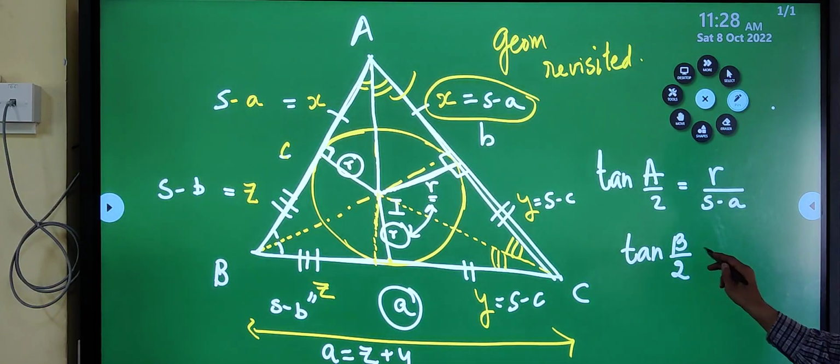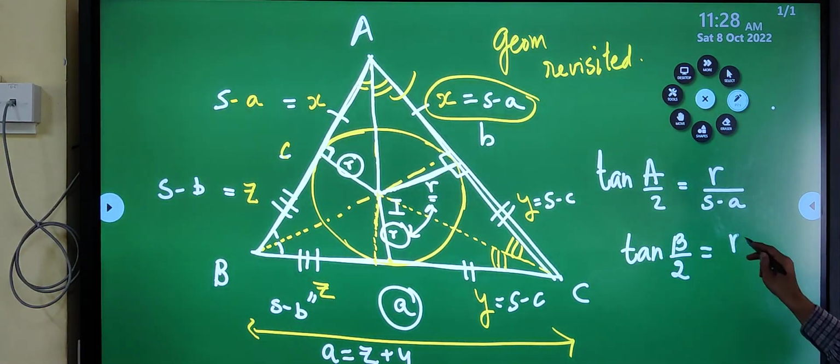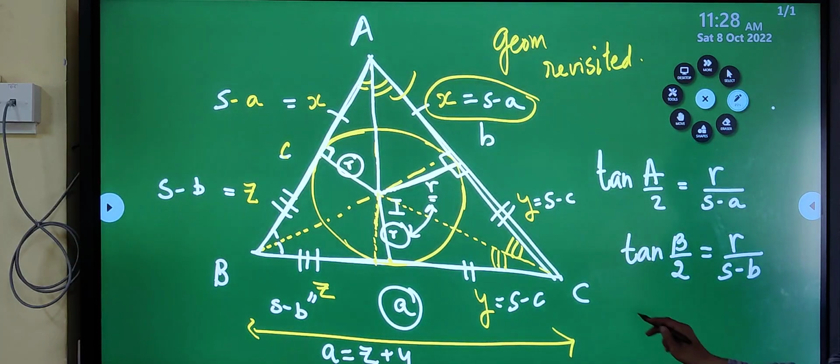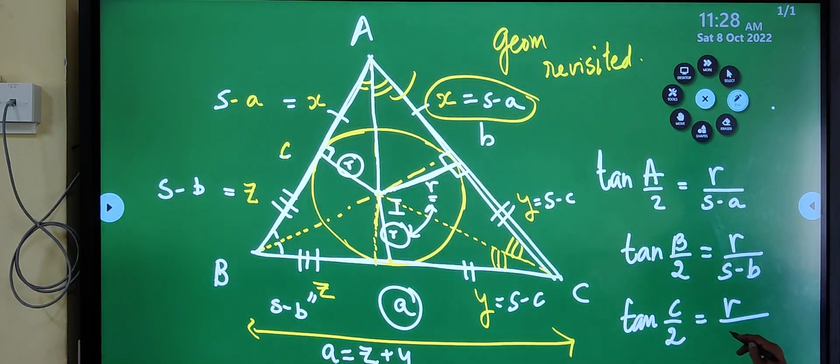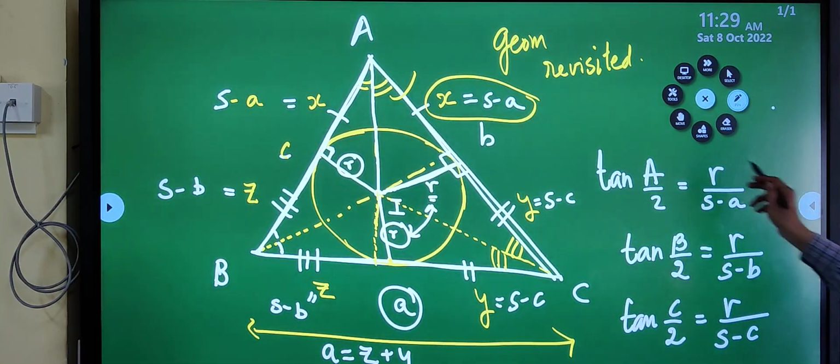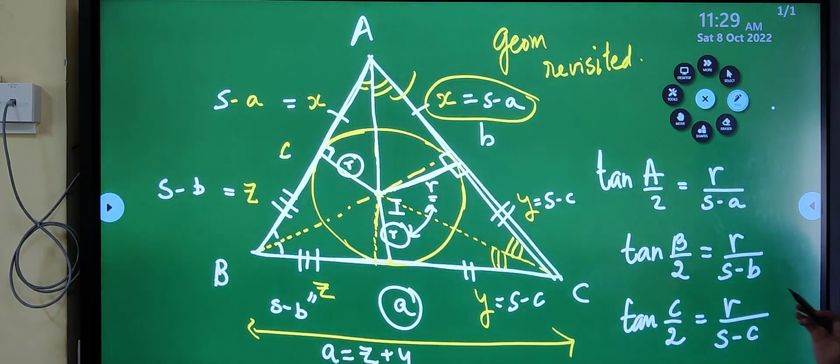Tan B by 2 will then be equal to r over s minus b, and tan of C by 2 will be equal to r over s minus c. So here is our first formula for the inradius, and this is a very neat set of symmetric formulae. But we are not done with this.